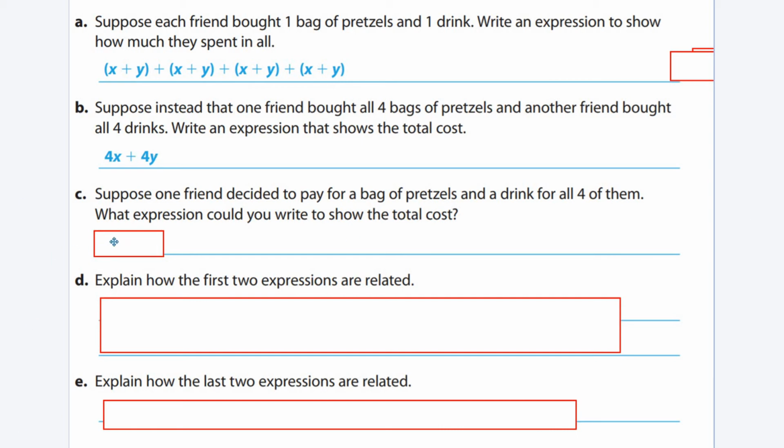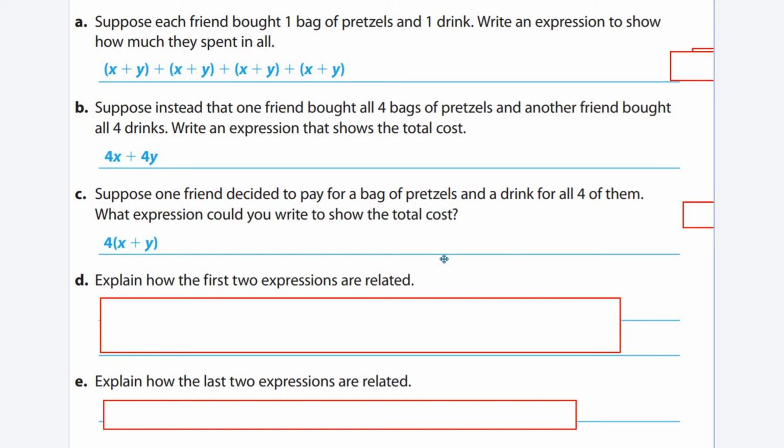Question C. Suppose one friend decided to pay for a bag of pretzels and a drink for all 4 of them. What expression could you write? So watch this. Bag of pretzel and a drink for all 4. So you add these 2 and then multiply by 4.